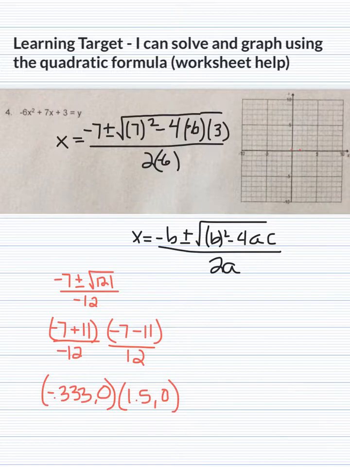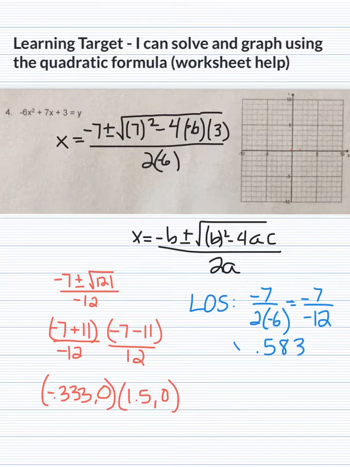Okay, let's find the vertex. So the line of symmetry, negative b, negative 7 over 2a is negative 6. That's negative 7 over negative 12. Do that on your calculator and you get 0.583. X equals negative 0.583. Okay, plug that back into the equation.